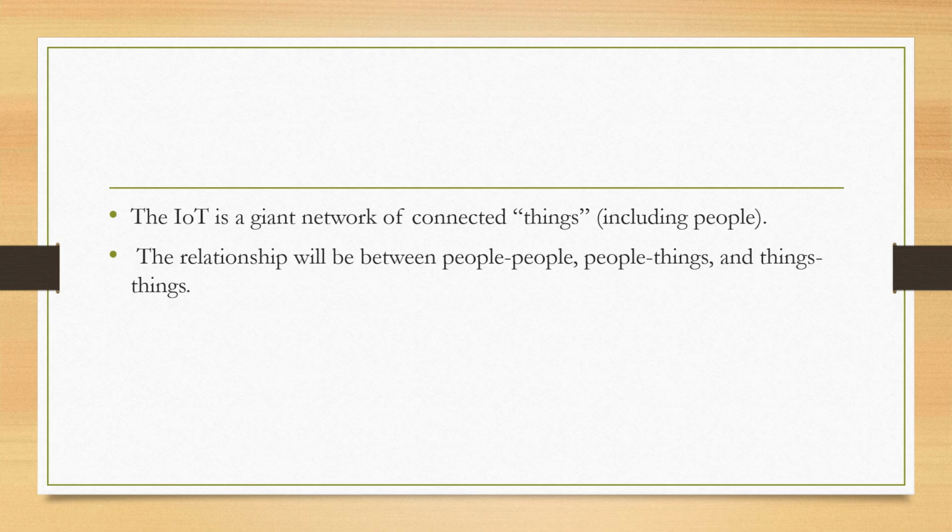So, in a simple word, this is the concept of basically connecting any device with an on and off switch to the internet and or to each other. This includes everything from smartphones, coffee makers, washing machines, headphones, lamps, wearable devices, and almost anything. The Internet of Things is a giant network of connected things, including people. The relationship will be between people to people, people to things, and things to things.